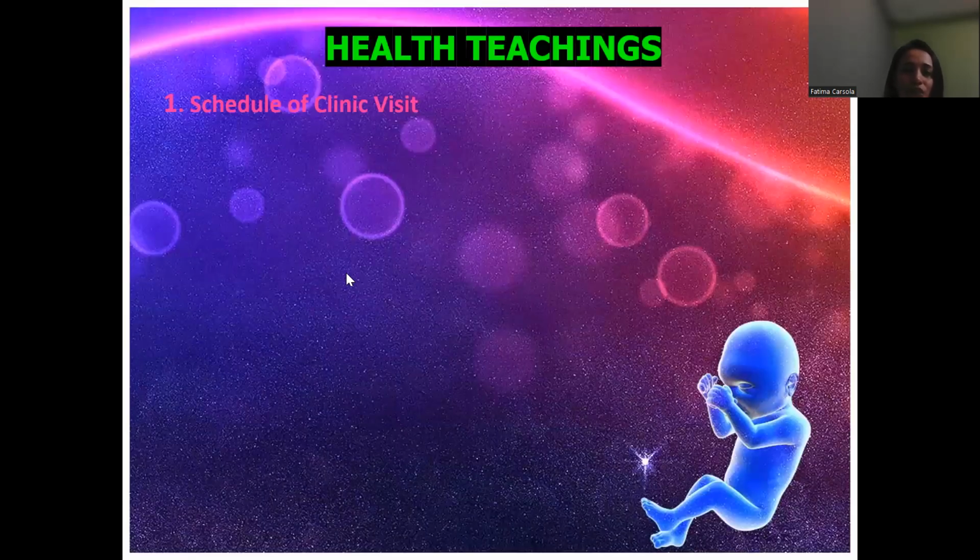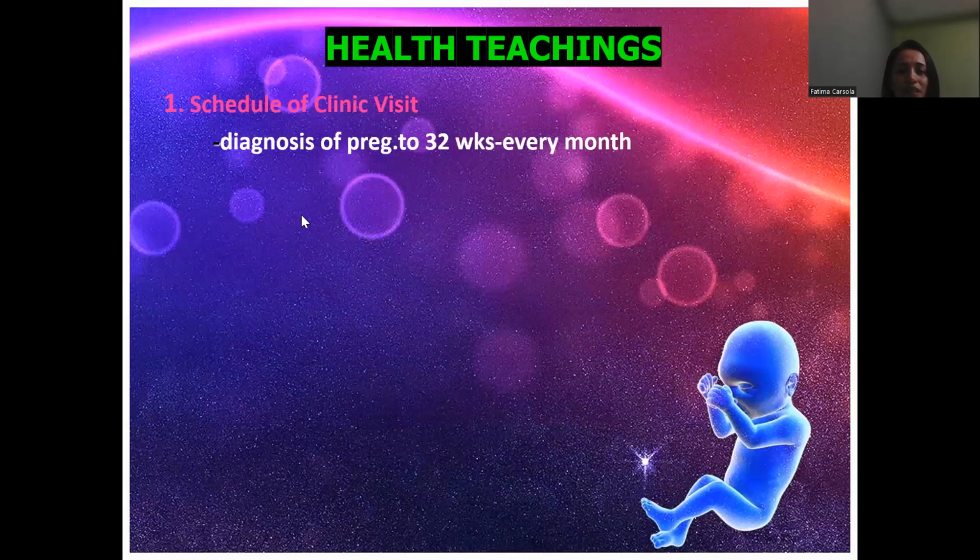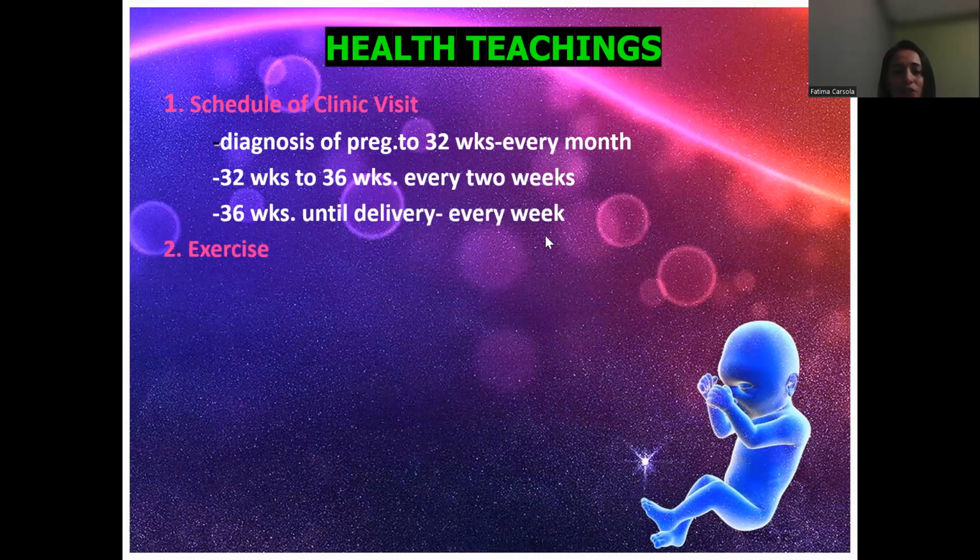So for the health teachings, the schedule of clinic visit according to the book: from diagnosis of pregnancy up to 32 weeks, it should be every month. From 32 weeks to 36 weeks, every 2 weeks, and then 36 weeks until delivery, it should be every week. Take note, my dear nurses, that this will now vary if, for example, the mother is at risk or in the presence of fetal-maternal complication. The schedule of clinic visit will be modified by the attending physician.